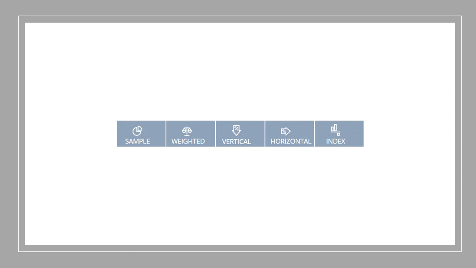There are consistent data points that are included in cross-tabulation. The first is the sample, and that is the number of people surveyed who meet both the column and the row criteria. The weighted is expressed in thousands, and that's the projected number of people that meet both the row and the column criteria. The vertical is the percent of the column that reaches the row. The horizontal is the percent of the row that reaches the column. And the index is a market potential index.